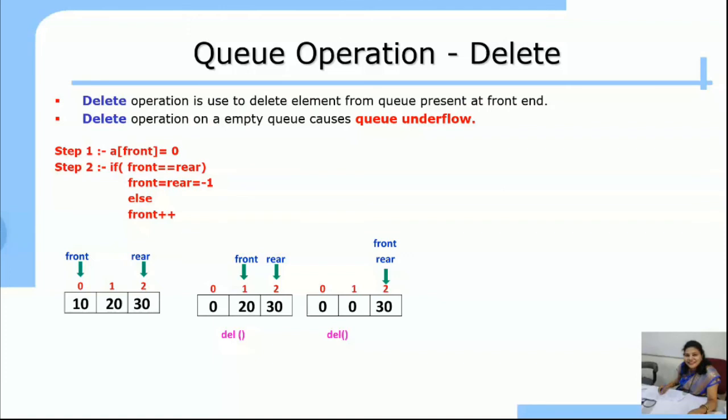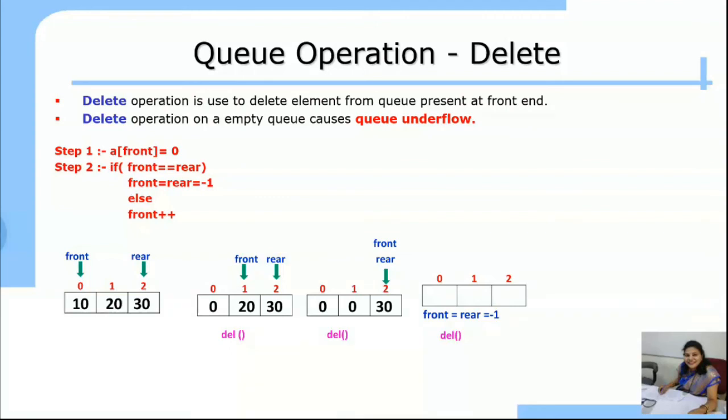So how? We first make A of front equal to 0, and then check whether f is equal to r, meaning front is equal to rear. Yes, then we set front and rear equal to -1. That is nothing but your queue is empty, the queue empty condition: front is equal to rear is equal to -1.